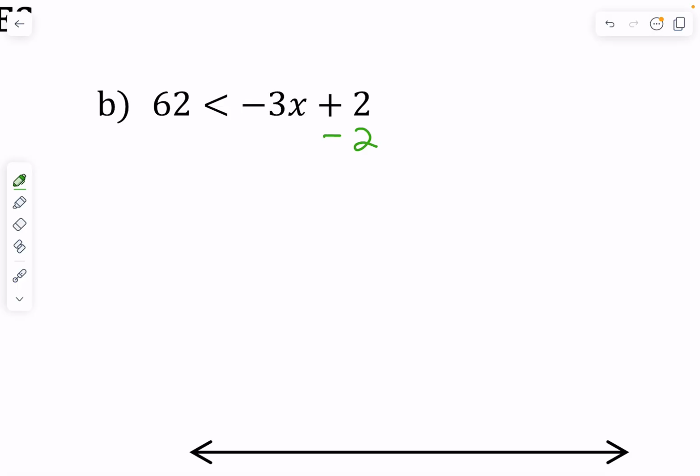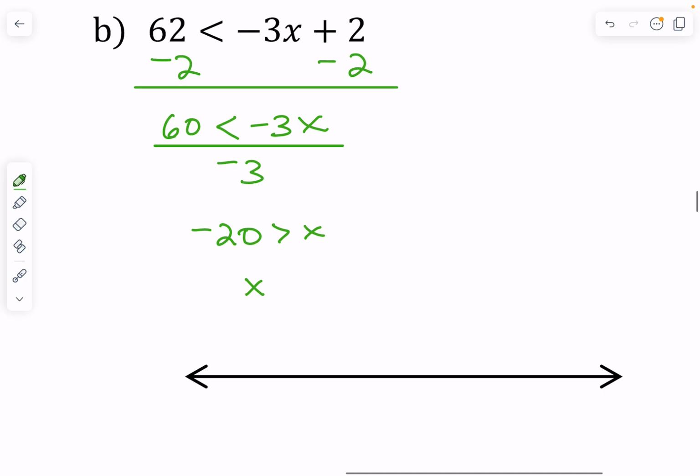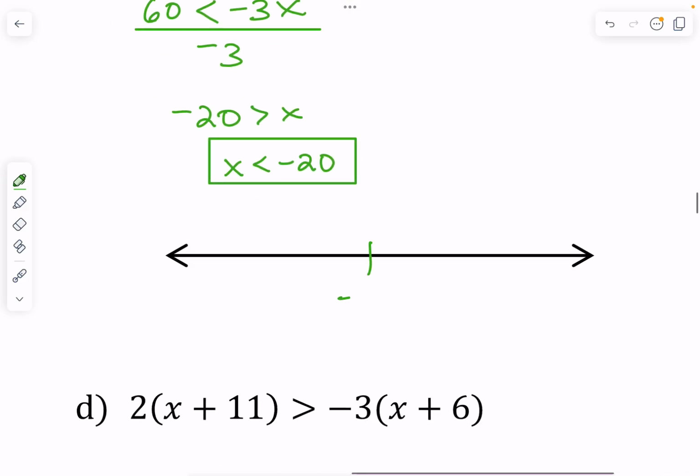For 2, or b, I'm going to get rid of that constant 2. Now to remove the coefficient of negative 3, I'm going to divide both sides by negative 3. So 60 divided by negative 3 is negative 20. The sign will now flip. And now I'm going to flip everything so the variable's on the left side. All right. I'm going to graph it, put negative 20 on the number line, open circle, shade to the left. Feel free to pause and try C and D on your own.